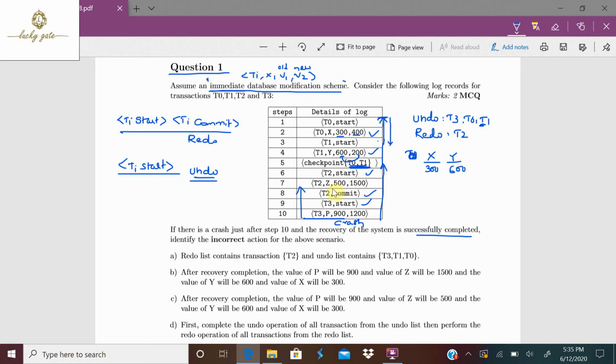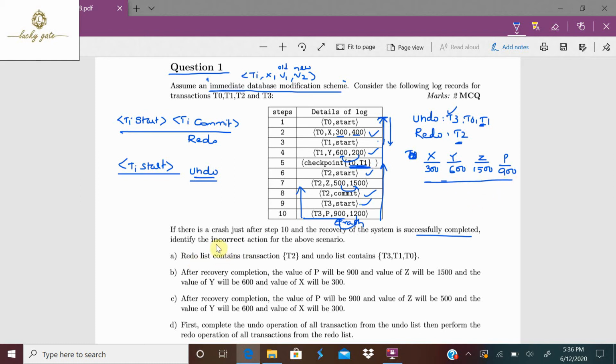Now look at T2, z. T2 is in the redo list. T2 changed the value of z from 500 to 1500, so the value of z will be 1500. Now T3 is in the undo list. T3 changes the value of P from 900 to 1200. Undoing changes 1200 back to 900, so it will be 900. This is the state of the system after recovery.